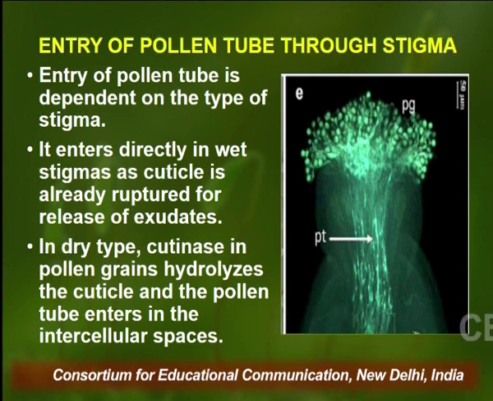It is very easily able to enter in wet stigmas, because here the cuticle is already ruptured. Why is the cuticle ruptured? Because in wet stigmas there are exudates, and these exudates reach the surface of the stigma by rupturing this cuticle. In the dry type the cuticle is not ruptured, it has to be eroded, and this is done by the cutinase enzyme which is present in the pollen grains. So, cutinase in pollen grains hydrolyzes the cuticle and the pollen tube enters in the intercellular spaces.